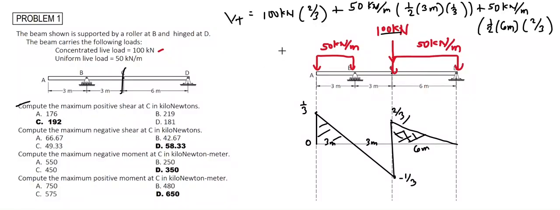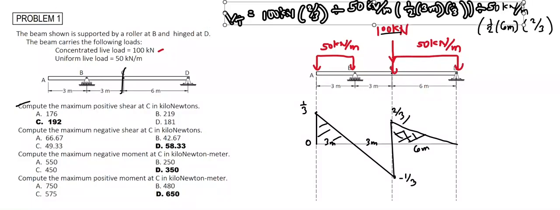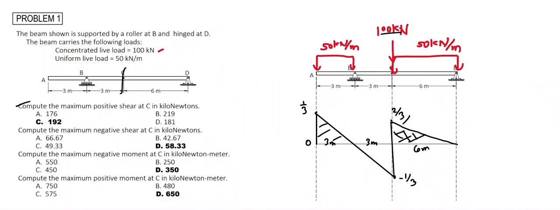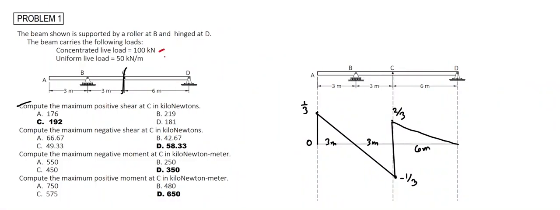For the second problem, to compute for the maximum negative shear at C, we will move our concentrated live load just to the left of C. So it is the same point right here. And for a uniformly distributed load, we place this between B and C, where the influence line diagram is negative.